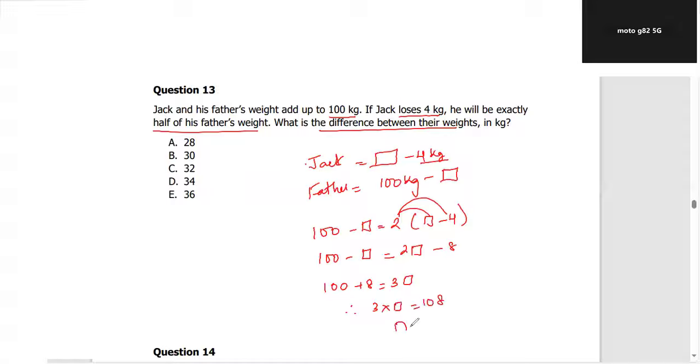108. So one box will be equal to 108 divided by 3, which is 36. So Jack's weight is 36 and the father's weight is 64. So what is the difference in their weights? We do 64 minus 36, which is 28. So the difference between the weights is 28 kgs. You can do it by way of x also. You can write this as x and then solve this as an equation. So the answer for this is A.